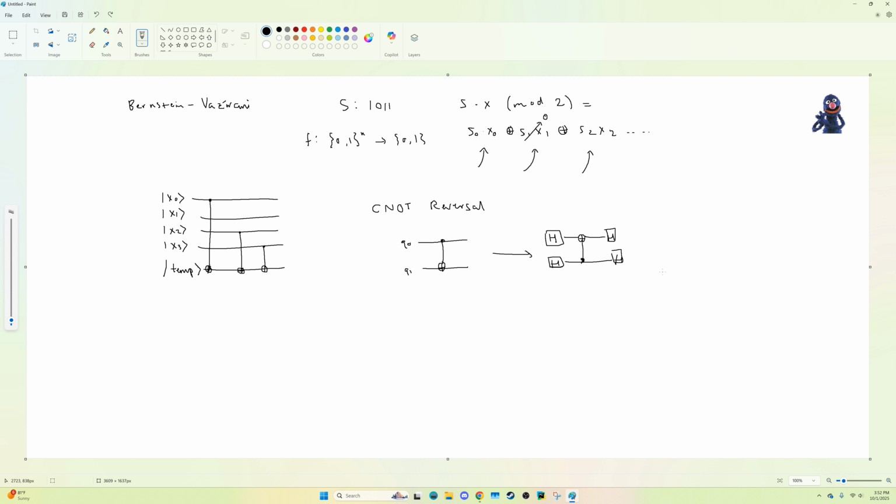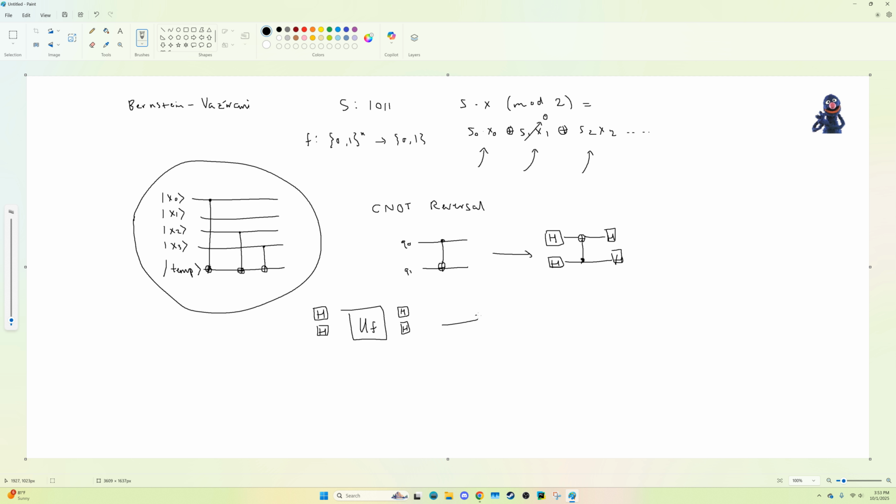Okay, so using this, if we now have our original CNOT sequence like this in the function, which is the oracle, if we apply Hadamards on the n qubits on the outside and the temp qubit as well, and we apply Hadamards afterwards, then it should be equivalent.